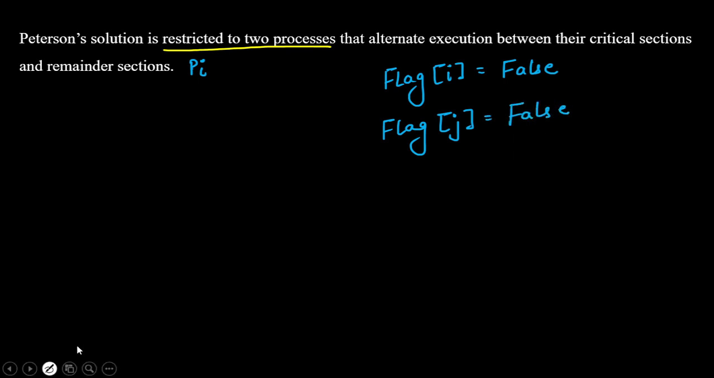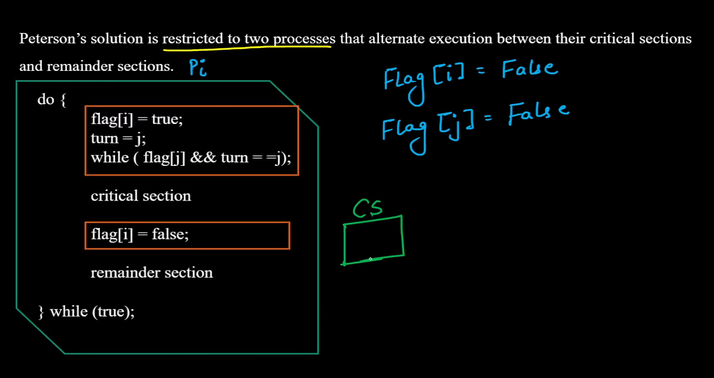And we have this critical section with us. Now let's see what we have to do. Do flag of I is equal to true. So I have to change this false to true. Now what is the meaning of flag of I is equal to true? It means that the process I is ready to enter into the critical section.